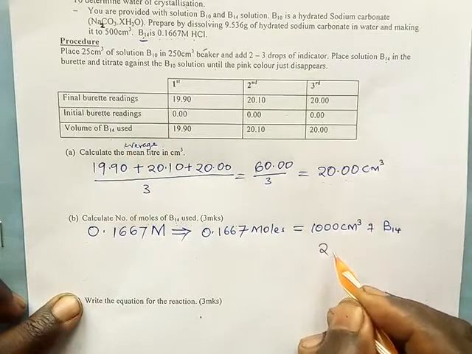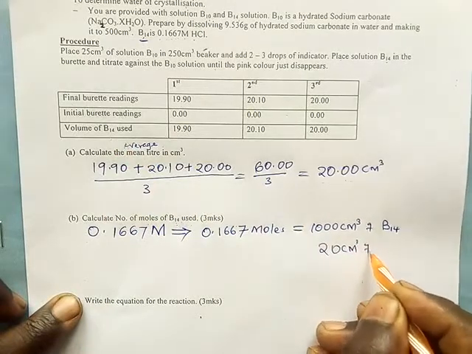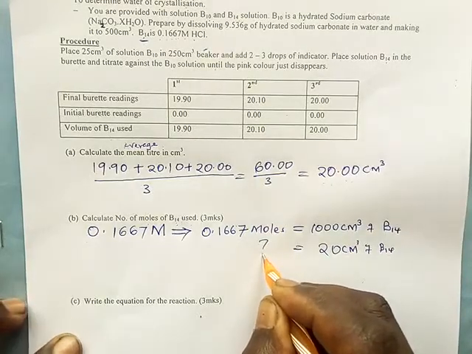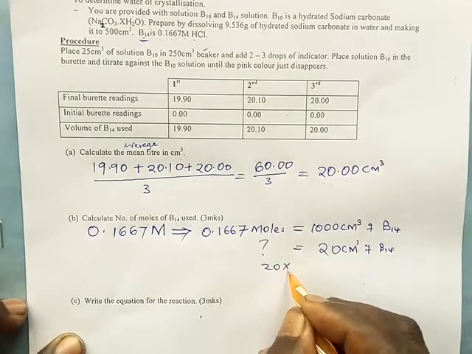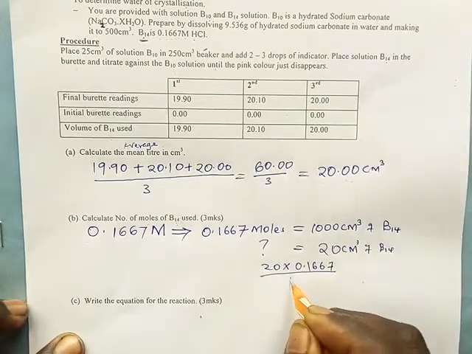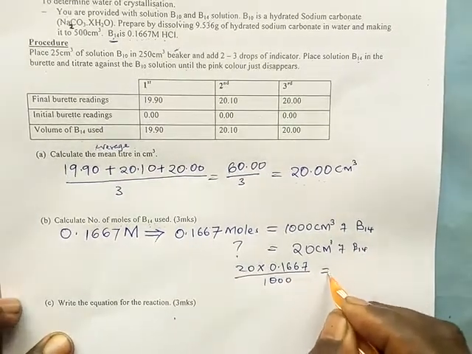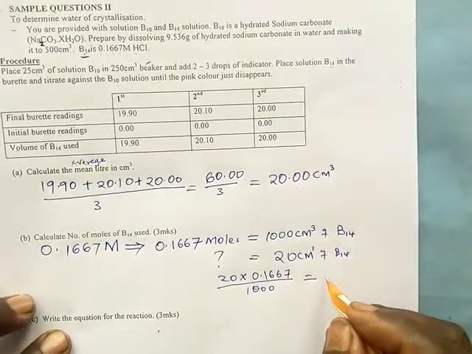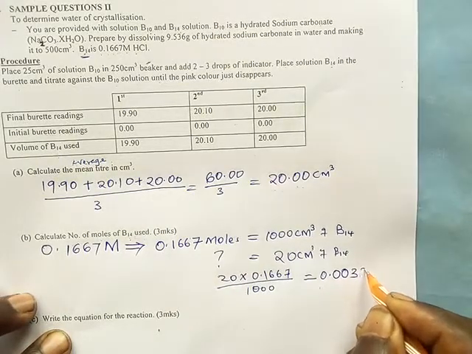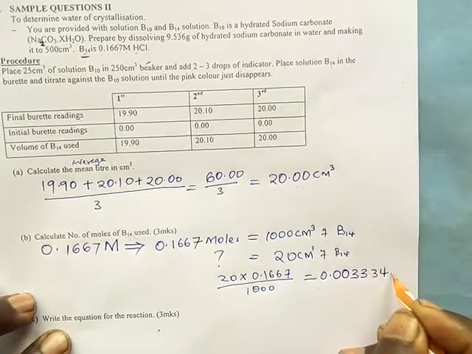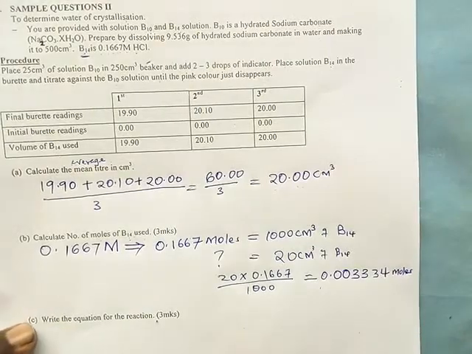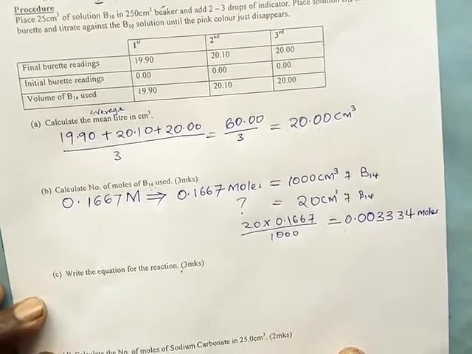So we ask, in 20 centimeters cube of P14, we have how many moles? Because that's what we are looking for. So it is 20 times 0.1667 divided by 1,000. This will give us 0.0003334 moles. Right. Let us go to the next question.